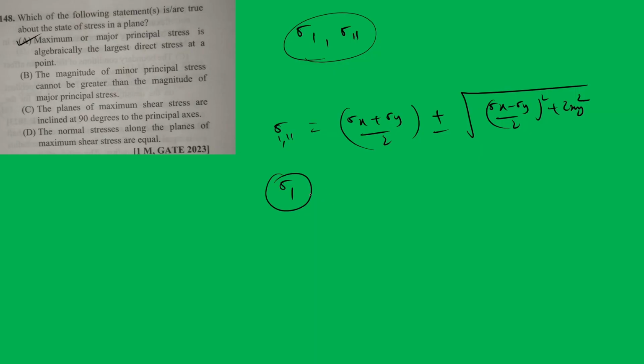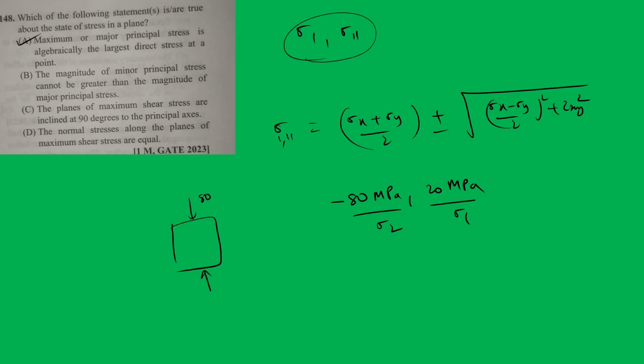So for example, if we have minus 80 megapascal and we have 20 megapascal, then 20 will become sigma 1 and minus 80 will become sigma 2. Minus 80 megapascal is compressive in nature, and 20 megapascal is tensile in nature, so that is sigma 1. That is the normal stress or principal stress.